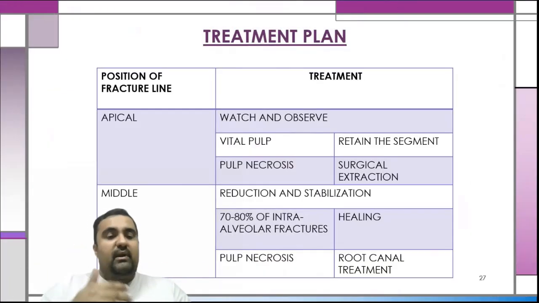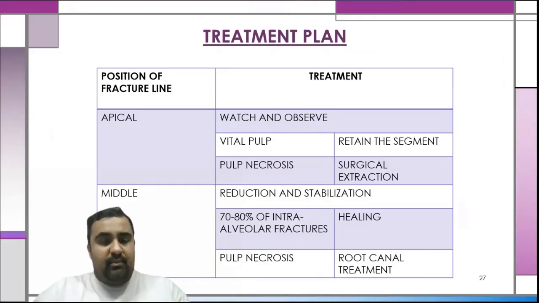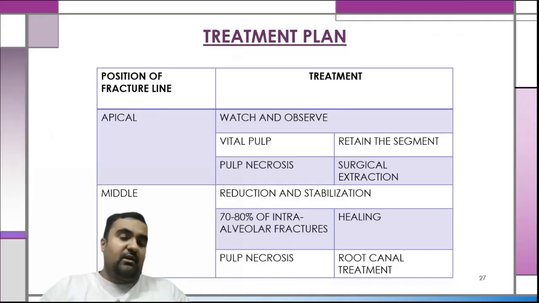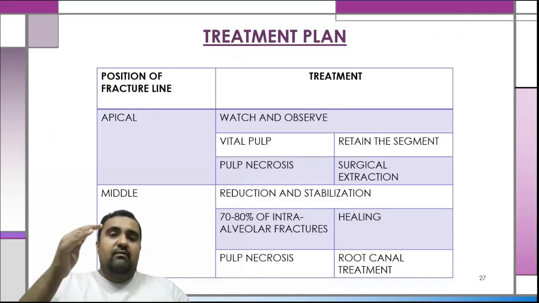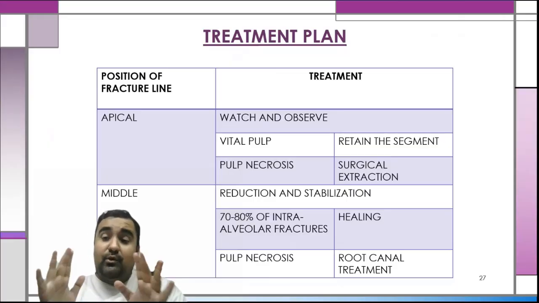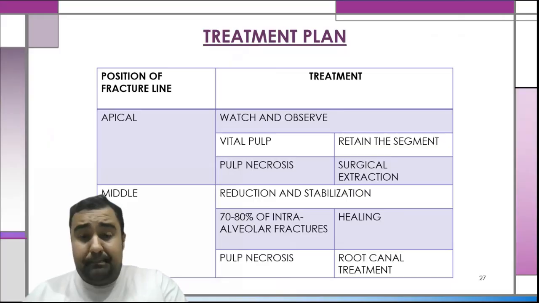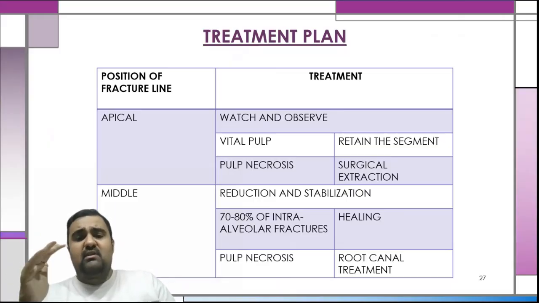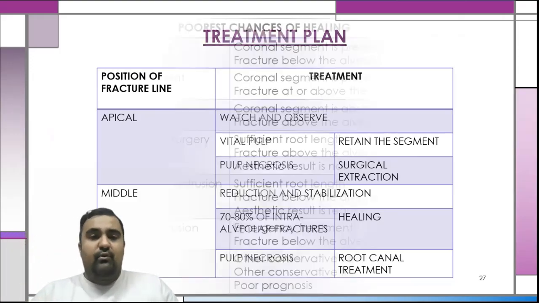Whether it is apical, middle, or coronal, I'll tell you. Apical: watch and observe. If it is vital pulp, retain the segment. If it is necrosed, surgical extraction. If the fracture is in the middle third, first reduce the fracture and stabilize it. So reduce the fracture and stabilize it. Then 70 to 80% of the intra-alveolar fractures will start healing. Then if pulp necrosis occurs, you can go for root canal treatment.